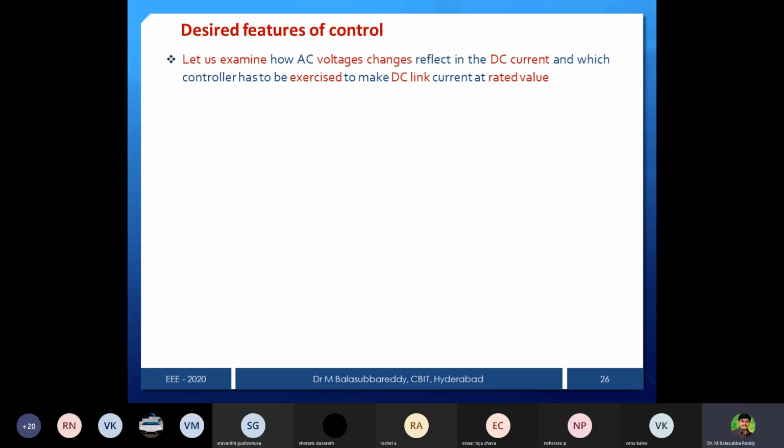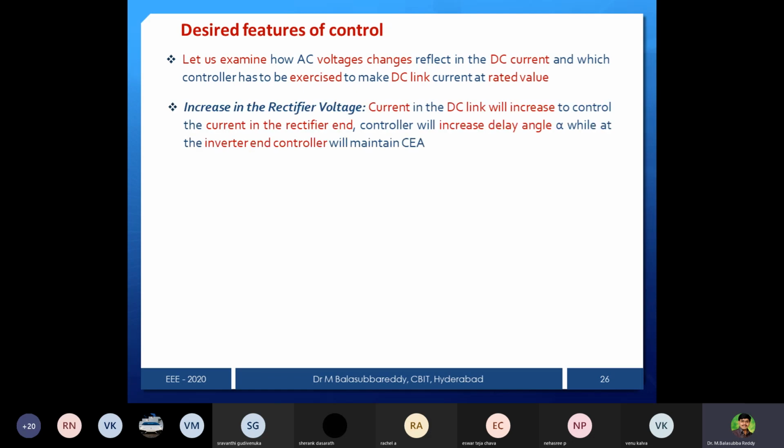So if the fault happens on the inverter side or the rectifier side, you have to keep that DC current at the rated value. In the first scenario, one thing you must remember: the rectifier will take care of constant current, and the inverter will take care of constant extinction angle control.